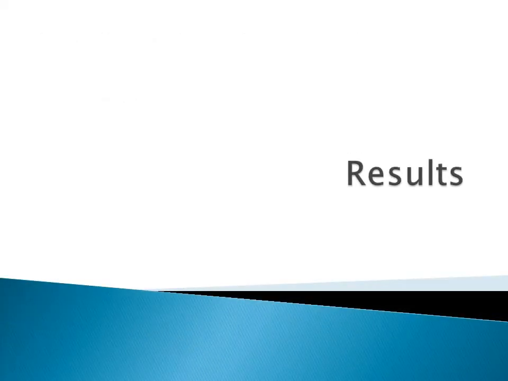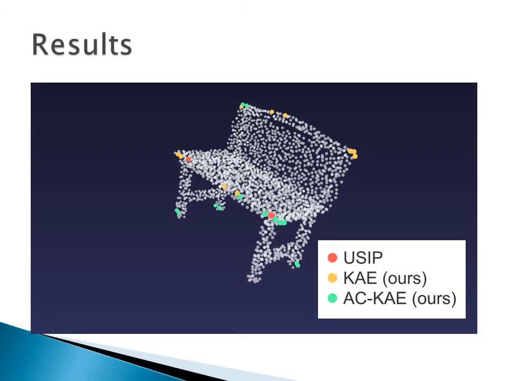Here are some examples of our detected key points in comparison to USIP. This is a bench. You can see that our method does not suffer from degeneracy and the low quantity of key points requested. Also, it is interesting that the KAE method is able to detect automatically the symmetries shared among a whole class of objects. It abandons symmetric points, sparing more points for other semantics.